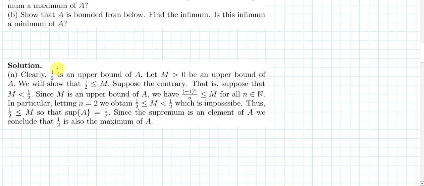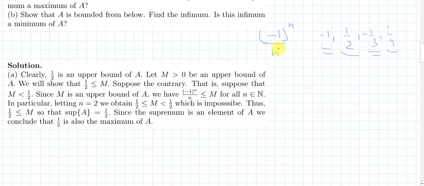Solution. So what we have here is (-1)^n over n, this set. What kind of elements do we have here? If n is 1, it is -1. If n is 2, it is 1 over 2. If n is 3, this is -1 over 3. Then 1 over 4. So even terms are positive. Odd terms are negative.